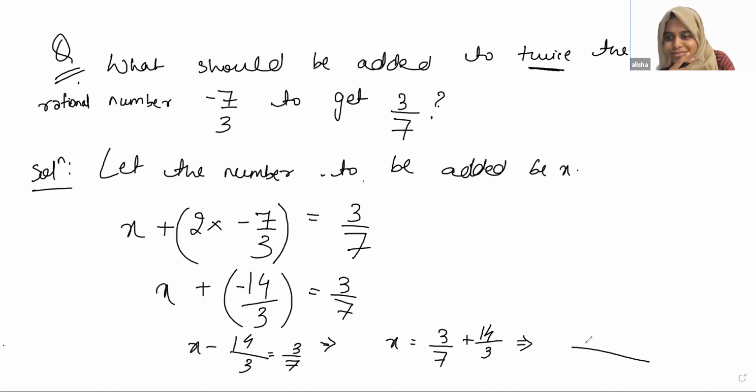Hmm. Show me your notebook again. I just made a mistake over here. Whole question is wrong. Didn't change the sign or what? Yeah, didn't change the sign. Okay.